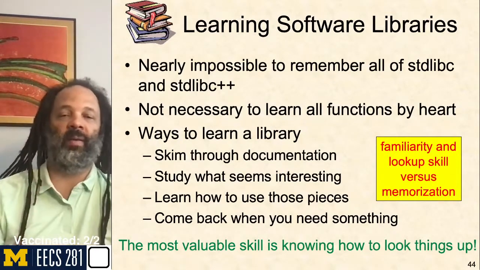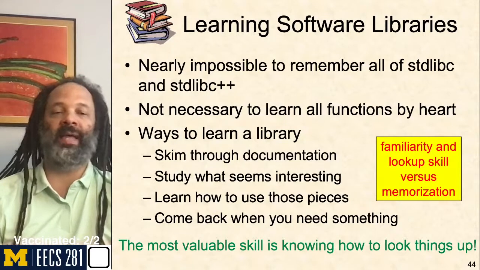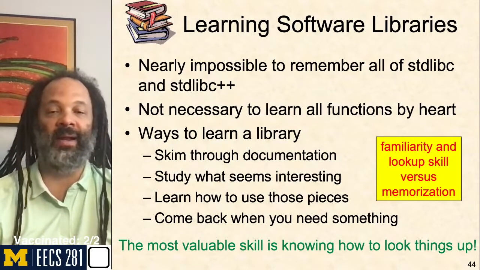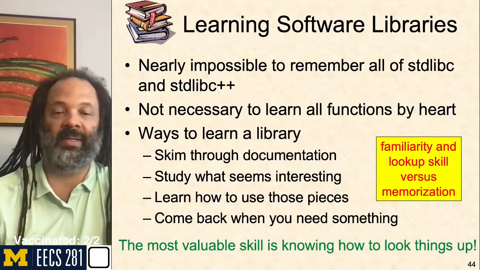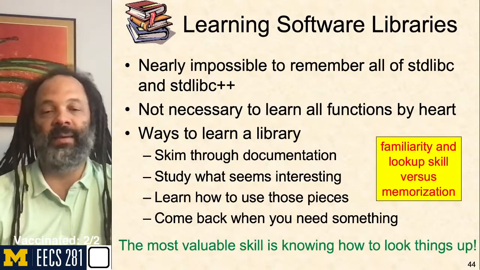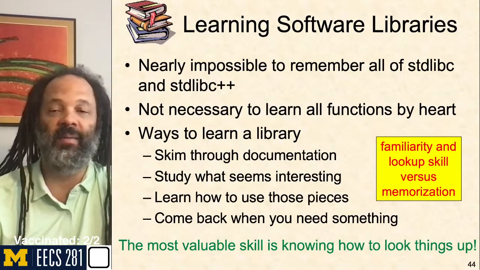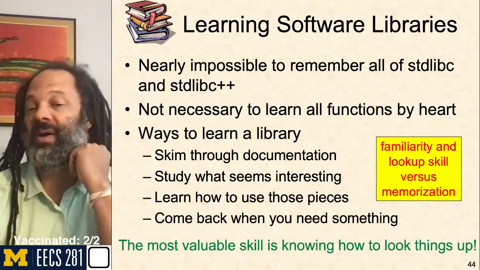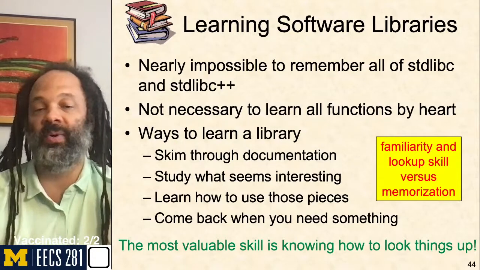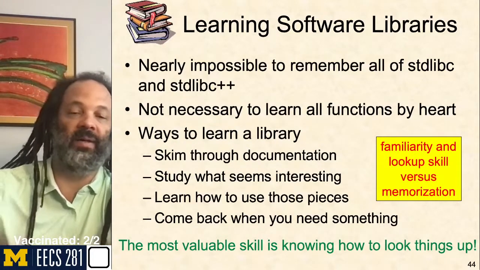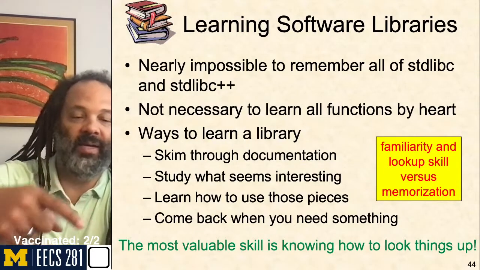All right, I mentioned talking about using familiarity, lookup skill versus memorization. That's what's over there in the yellow box. It's better to know what's there and be able to look it up than to try to memorize it all. You're not gonna manage to memorize the entire STL documentation. So daily, skim through there a little bit, pick a page, read the whole thing, call it a day, move on to something else. But this is how you learn how to use a library, how to put these things together. And the green there at the bottom, it says the most valuable skill is knowing how to look things up.